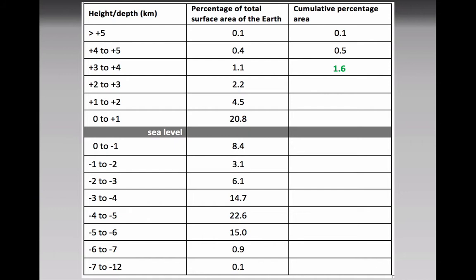What I'd like you to do is complete the rest of that column, adding the total percentage onto the percentage of the next lowest value. So for higher than 2 kilometres, we're going to add 1.6 to 2.2, and so on all the way down. Our final value should be 100%. Give that a go now.